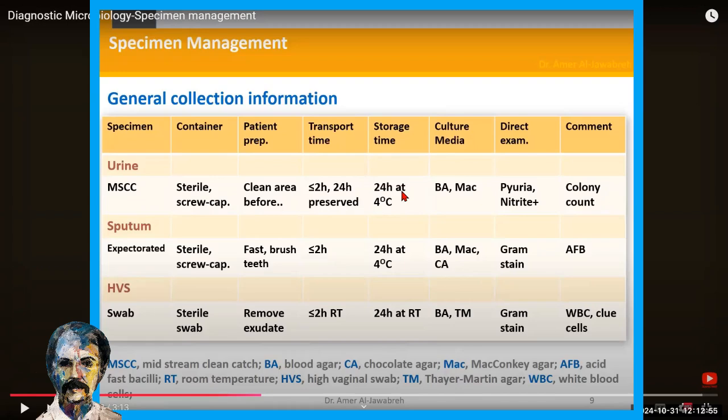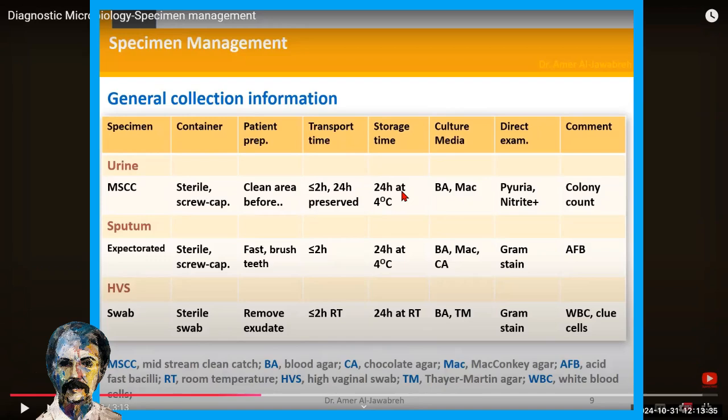Culture media: blood agar, sheep blood agar, and MacConkey. This is for urine. For direct examination, once you culture it on a plate, you have to do two things. First, urinalysis, chemical and sediment. So you can look at the chemical and see if it is nitrite positive or leukocyte positive.